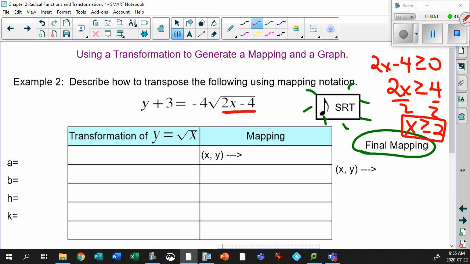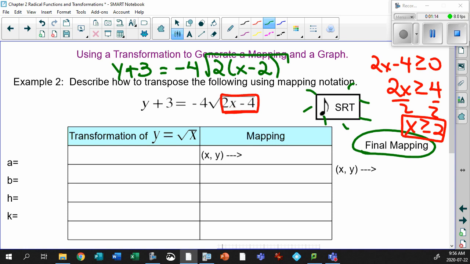So we know that we're going to start at 2, which also means, don't forget, this is not in the right form. Let's put it in the right form by factoring out that 2 right now. So I'm going to say y plus 3. There's the negative 4, right? Okay. There's the square root of 2x minus 2. Aha. Okay. So don't forget our SRT now, because this follows the rules of BEDMAS. And that's really going to help us out when we're figuring out our final mapping.